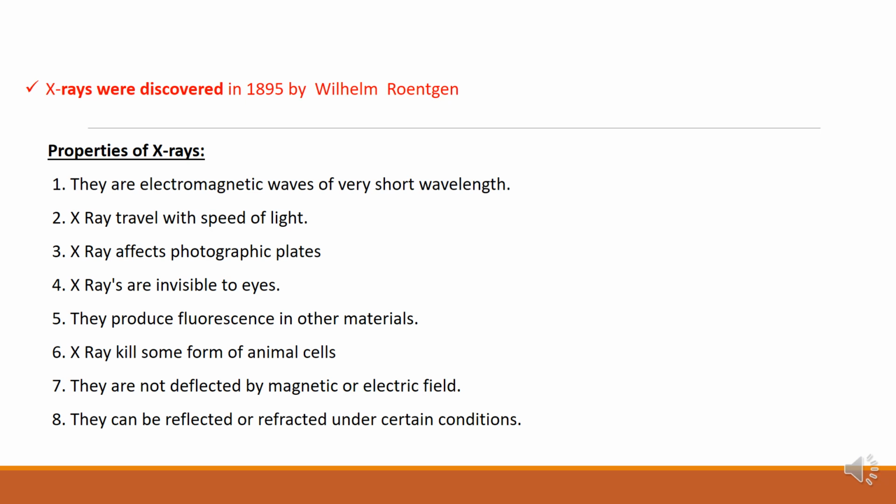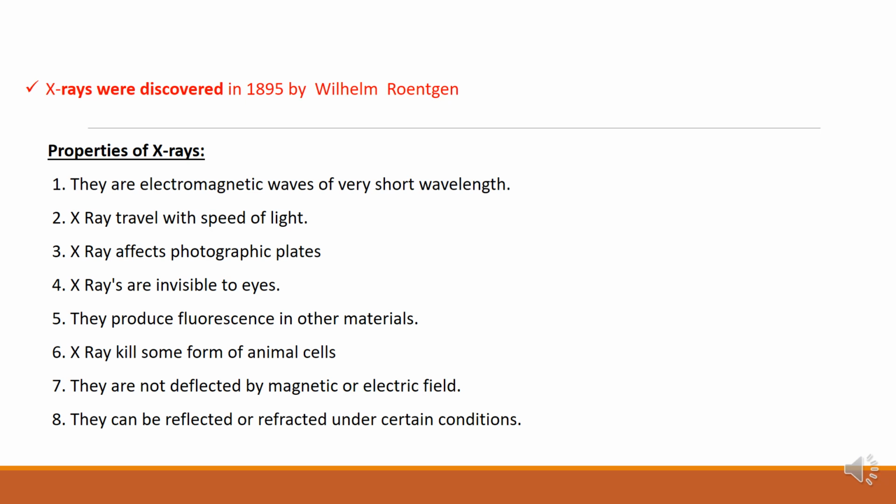Properties of X-rays: they are electromagnetic waves of very short wavelength. As you know, wavelength is nothing but the distance between two successive crests or troughs. X-rays having very short wavelength means, since there is an inverse relation between wavelength and frequency, they have very high frequency.